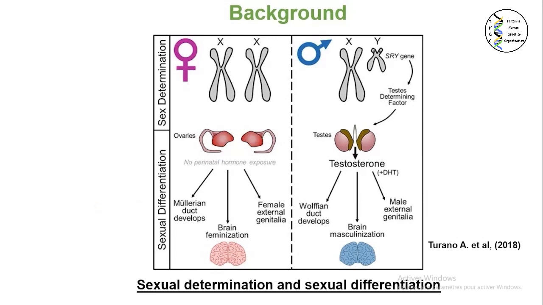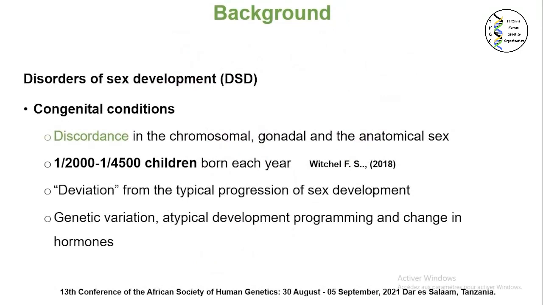Any problem that happens in the normal sexual development can lead to disorders of sex development, DSD. They are congenital conditions defined as discordance in the chromosomal, gonadal, and anatomical sex. They affect 1 in 2,000 to 1 in 4,500 children born each year. They are the result of a deviation from the typical progression of sex development, including genetic variation, atypical development programming, and change in hormones.